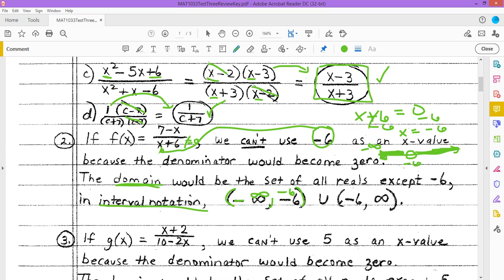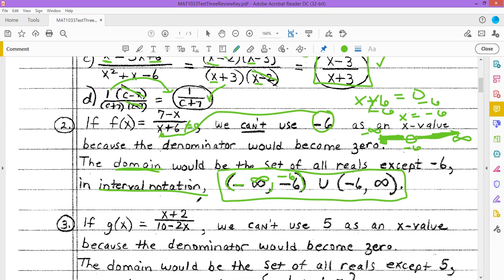And then the union, open a second set of parentheses, will start at -6, and then we go to positive infinity, close the parentheses. But this is the domain, possible values of x that could be substituted in the domain.